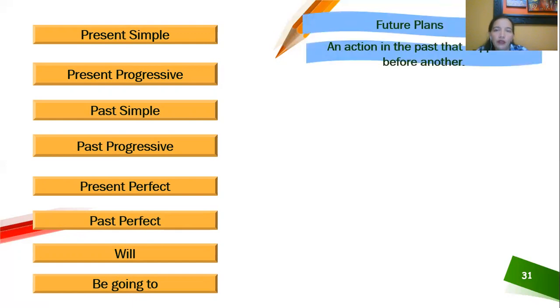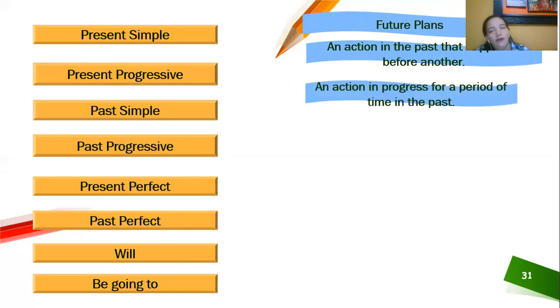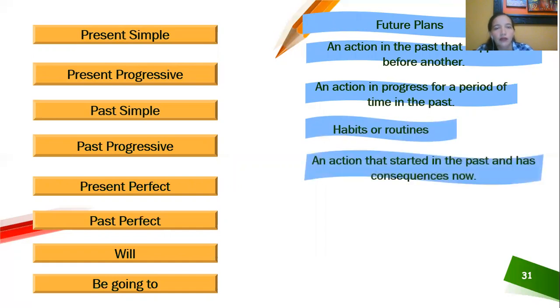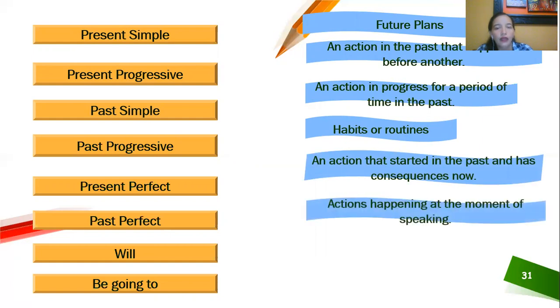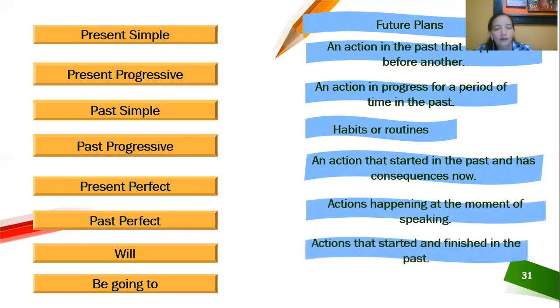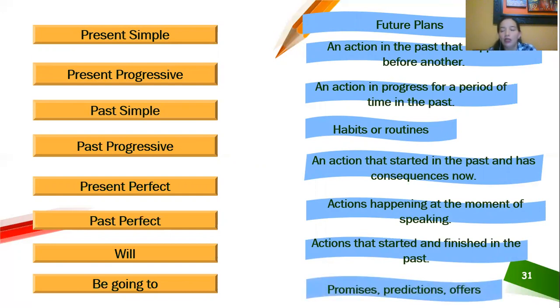We have future plans, an action in the past that happened before another, an action in progress for a period of time in the past, habits or routines, an action that started in the past and has consequences now, actions happening at the moment of speaking, actions that started and finished in the past, and promises, predictions, and offers. So the same thing, please pause the video and make sure you have a piece of paper or in your mind, please try to match the tenses with the uses. If you are ready, let's go on.